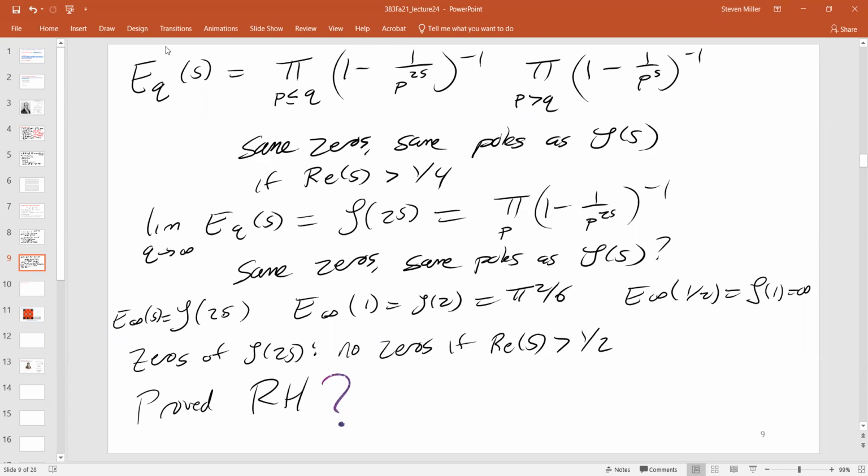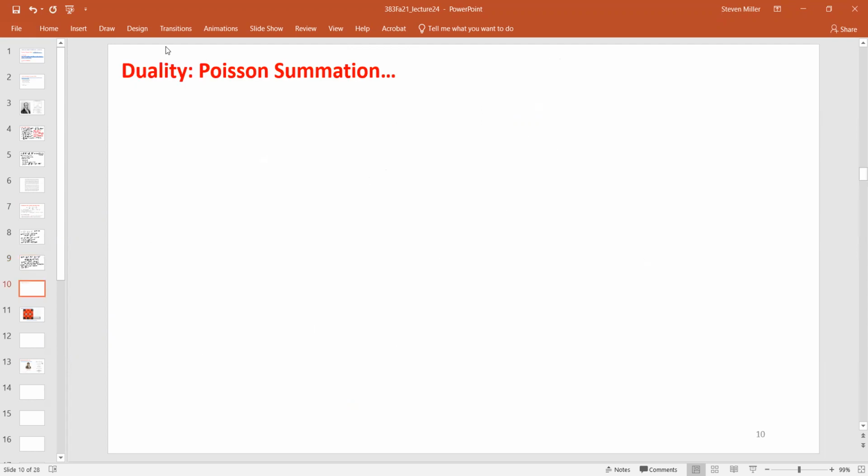Yes. What's wrong? So could zeros come in the limit? But that's fine if zeros come in the limit. It's really, could zeros have vanished? All right. What's going on here? What's really lurking in the background?